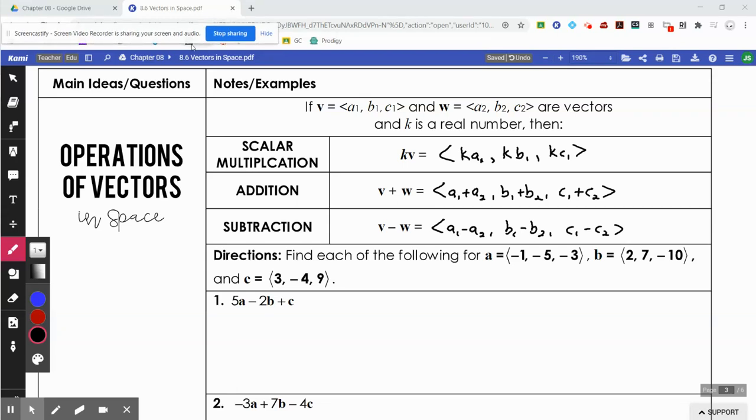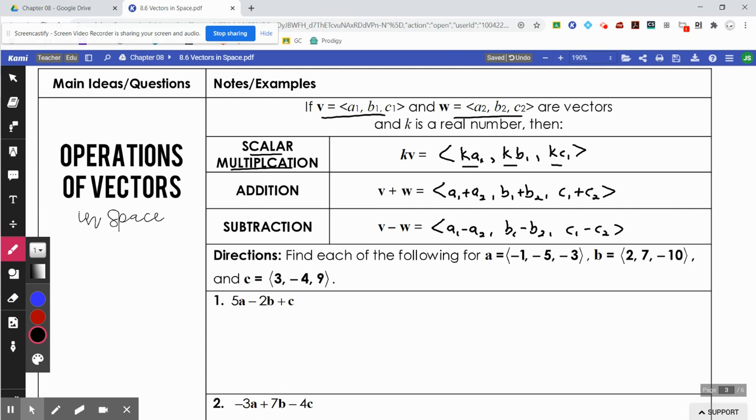In this lesson, we're going to be talking about operations of vectors and the three-dimensional operations. And we're going to do this the exact same way we did two-dimensional vectors. So we have here, and I've gone ahead and written these rules out. If vector v is this and vector w is this, then how can we do scalar multiplication where k is a real number? Well, you simply distribute like you did before, multiply all three of these by k.